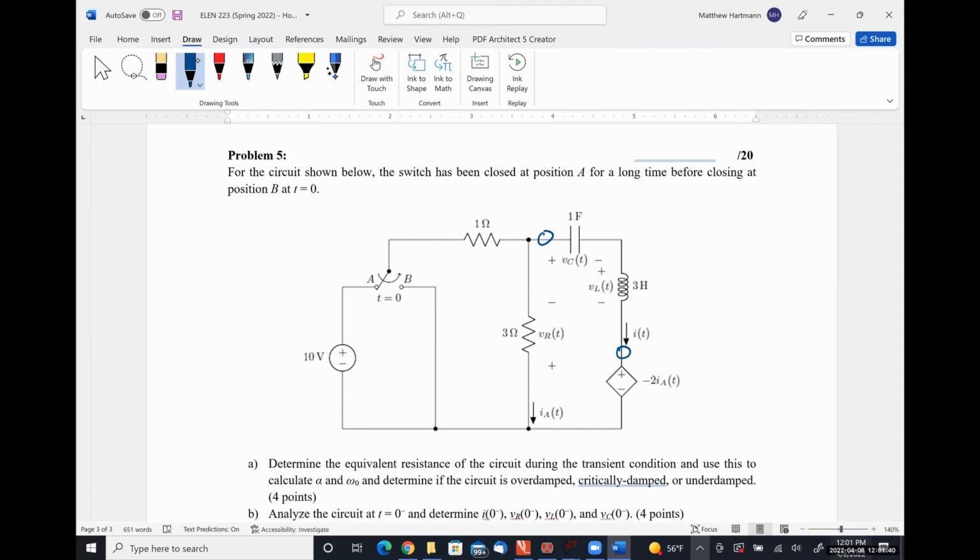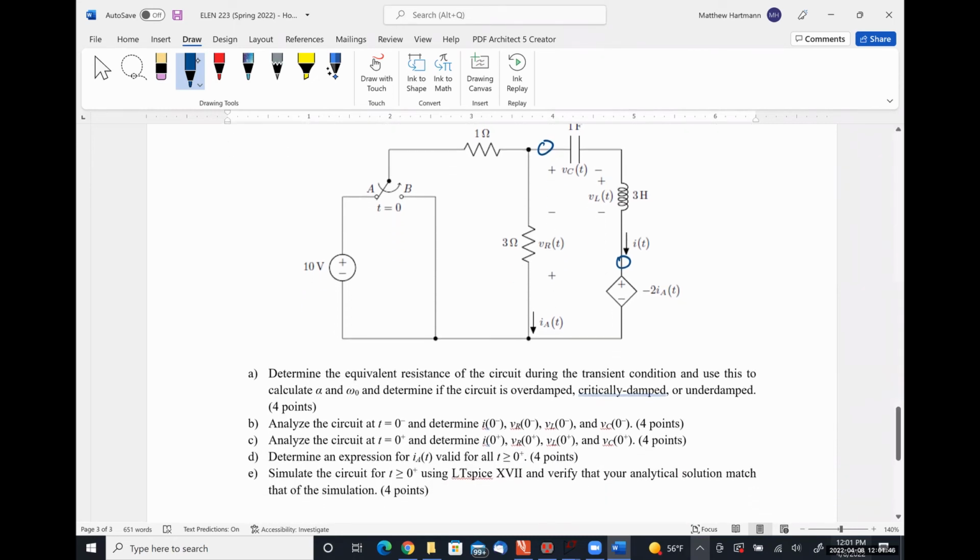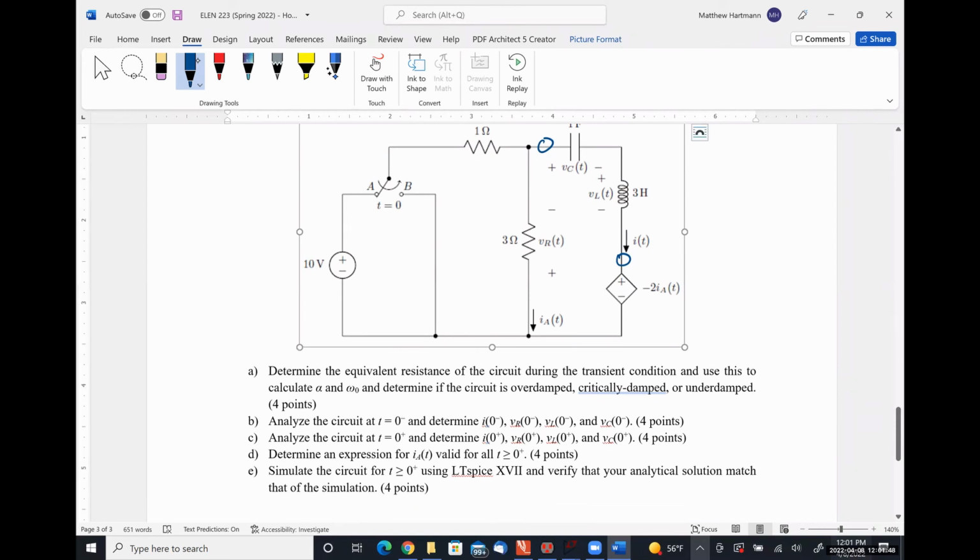I'm having the issue at part C during the 0 plus. Okay, so at 0 plus, VR of T would be negative IA times 3 ohms. Well, no, you are correct. Negative IA times 3 ohms is VR. What's the problem with that?